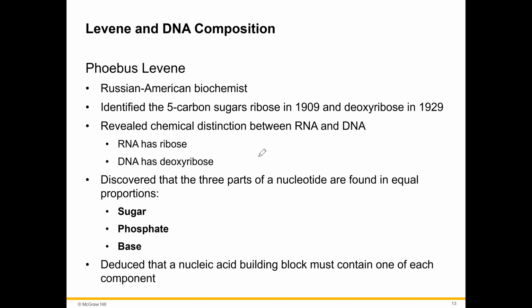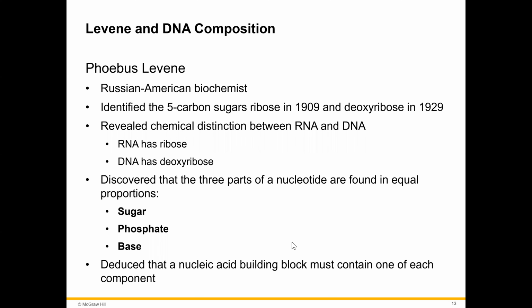He revealed the chemical distinction between RNA and DNA. So RNA has ribose and DNA has the sugar deoxyribose. He discovered that the 3 parts of a nucleotide are found in equal proportions within DNA. So in the DNA, you have equal proportions of sugar, phosphate, and bases. And he deduced that a nucleic acid building block must contain one of each component.